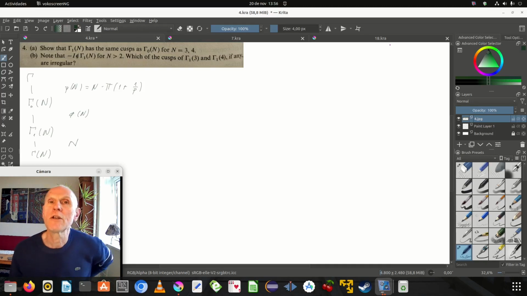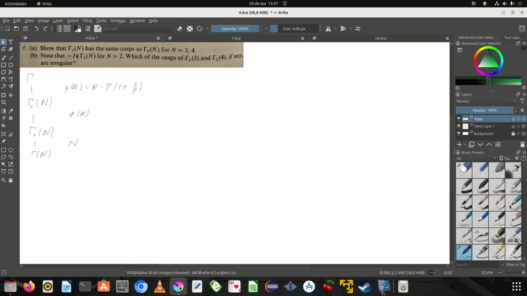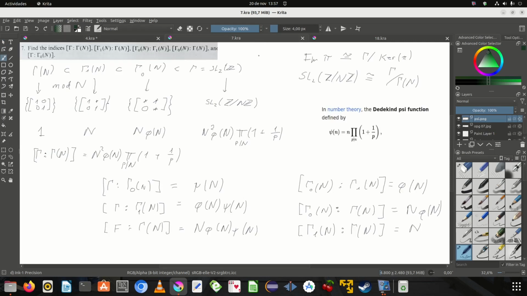Hello, Monday, November 20th, 2023, and we're beginning on problem 4. I prepared by writing the indices which we had from problem 7 in section 3.1.